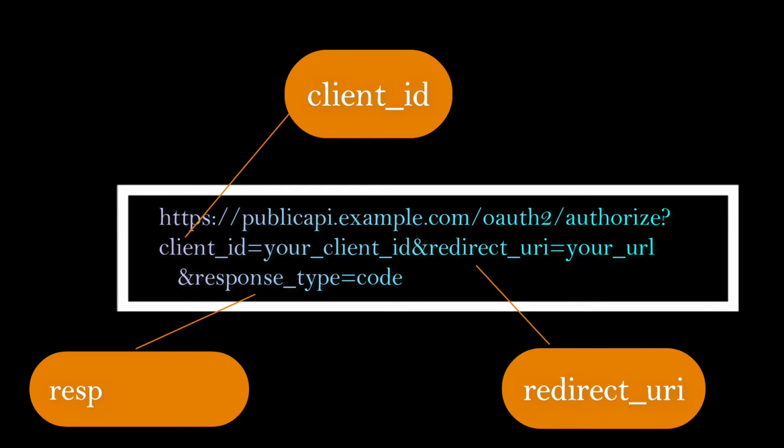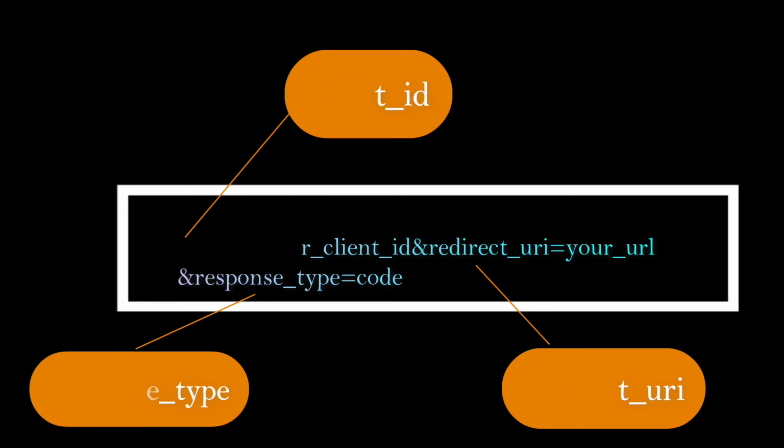And the last one is response type. It can either be a code or a token. The code must be used for server-side applications, whereas token must be used for client-side applications. In server-side applications, you can make sure that the secrets are saved safely.